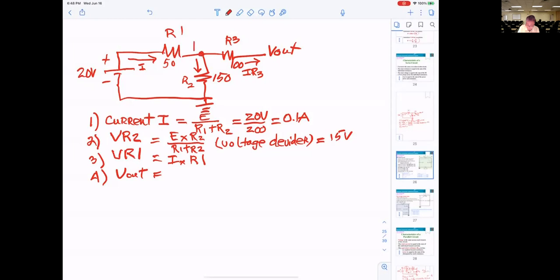What's the current IR3? Zero. There's no current flow. Zero ampere. The thing is open circuitry. That means no current flow. So if you get 0 amp, the voltage drop across R3, VR3, equals IR3 times R3, equal 0 volt. You get 15 volts right here, and they don't drop any voltage across R3. So the VL will be the same, 15 volts.